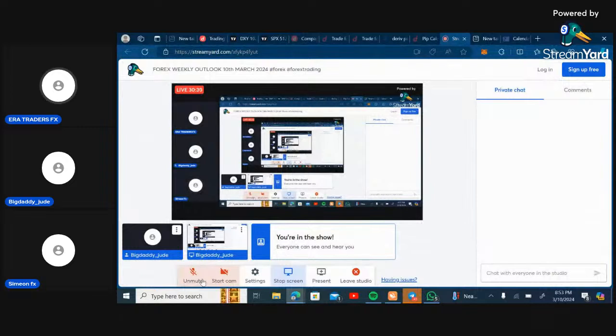You can also share your screen and maybe share your view on DXY and maybe one of the other pairs, EU or GU. Let's see if we have the same thing, or let's just see your thoughts. What you have for us.